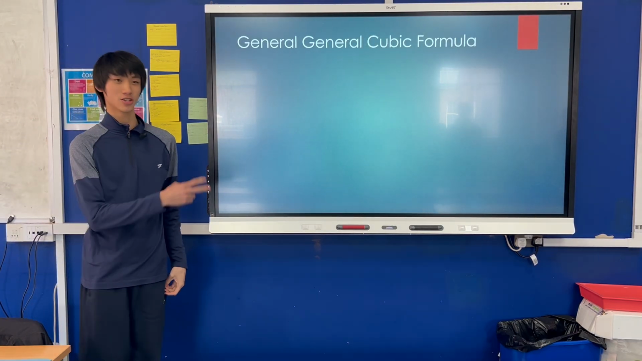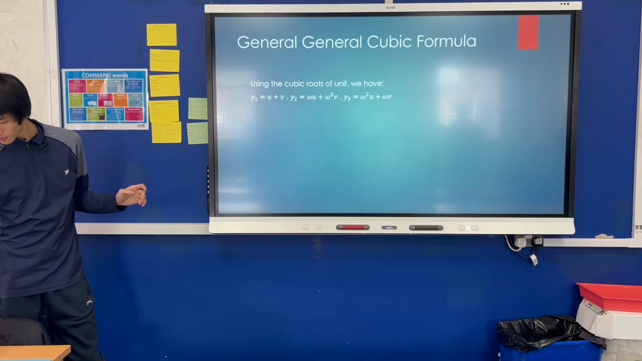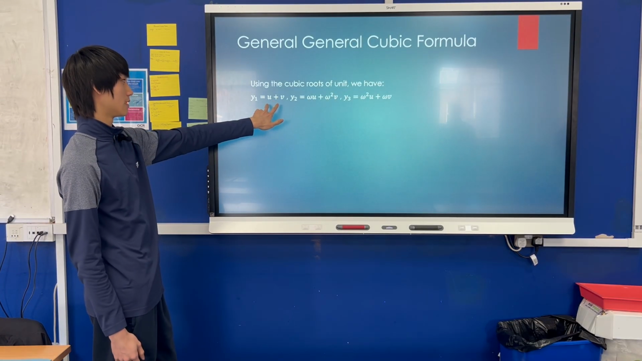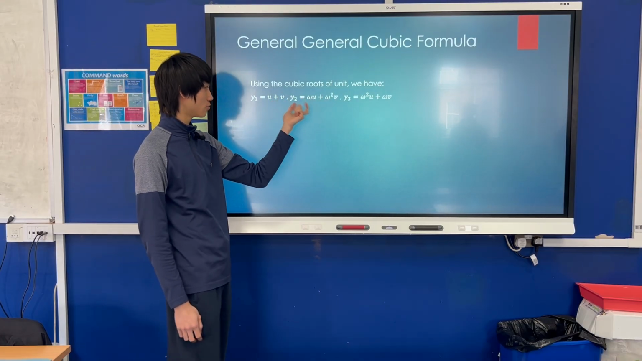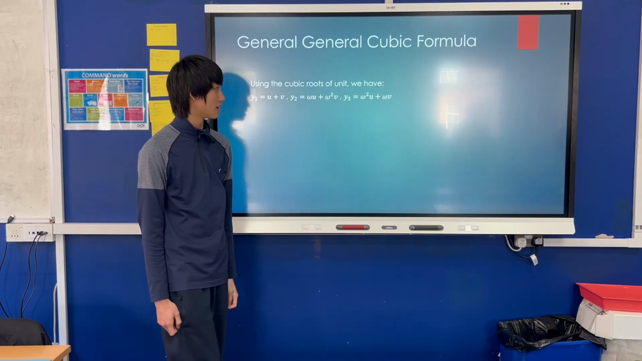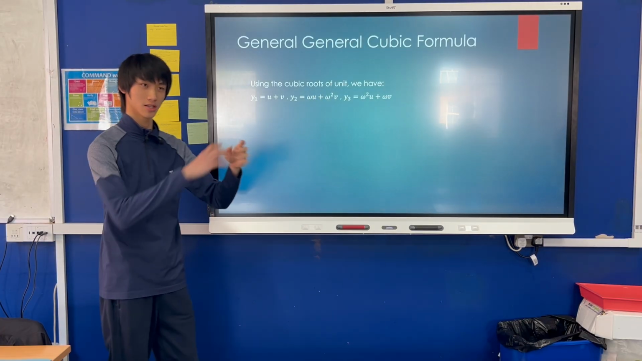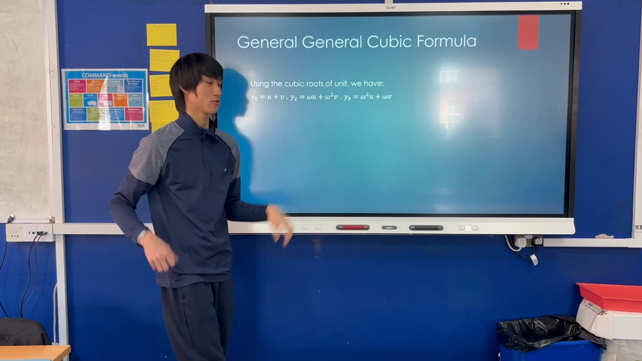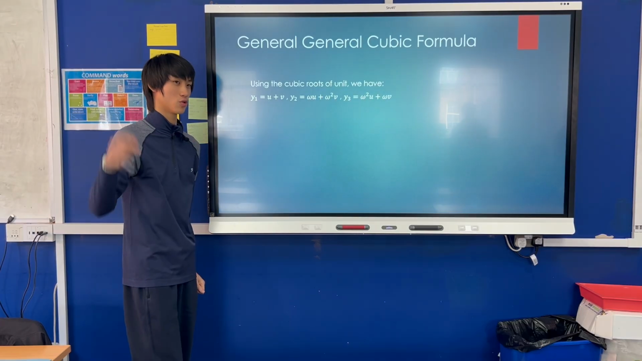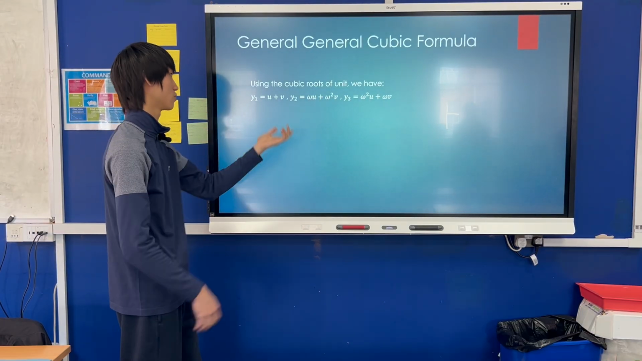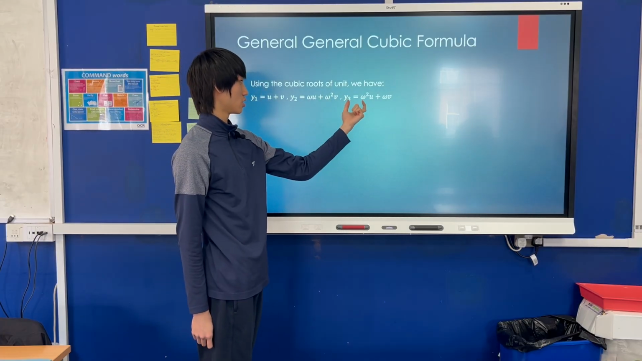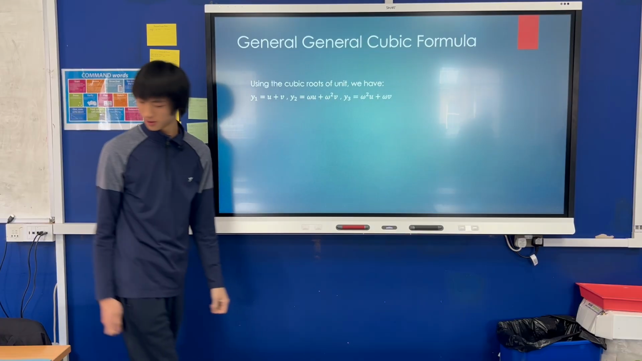Right, we want to find the other two roots. So firstly, we have the first root, which is u plus v. The second root is the cube root of unity times u plus the cube root of unity squared times v. And the cube root of unity squared is just the other one, because that's the property of cube roots of unity, where the cube root of unity to the power of n plus 1 is just the next cube root of unity. So you could write this as omega squared, actually. And the next one will be omega squared u plus omega v.